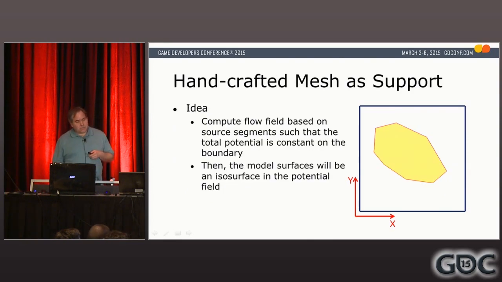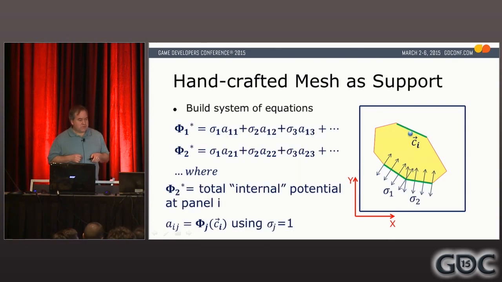And when I began working on this talk, I really had this idea that I could do something very cool using the flow around meshes to generate a field function. And that's what I did. The idea here is to use something like a handcrafted mesh as a support and then build a field away from that mesh.